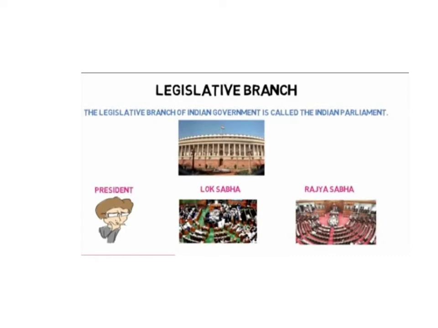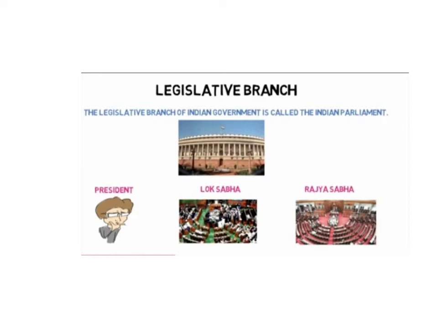Assalamu alaikum students. We were discussing the organs of the government for class 6th political science. We discussed the executive branch of the government, which includes the president, prime minister, and also their work, and the council of ministers of the prime minister.